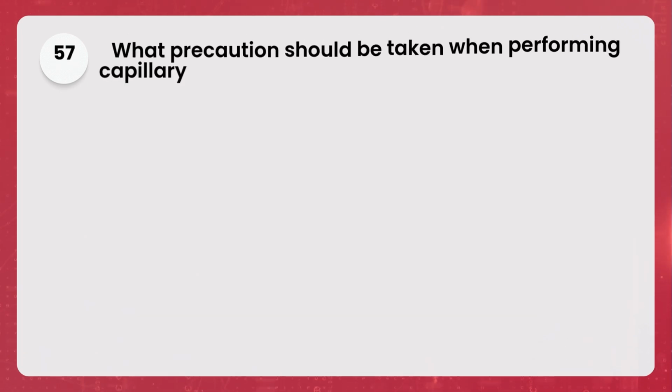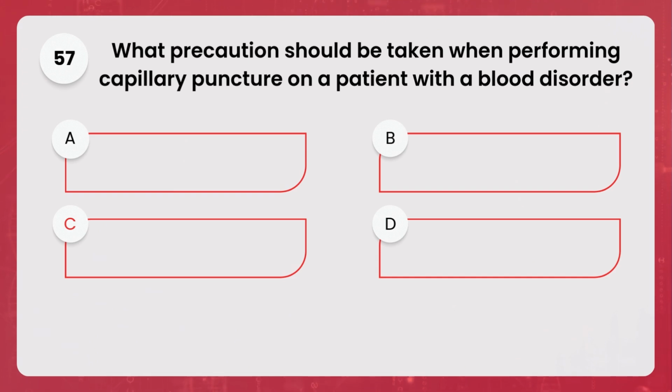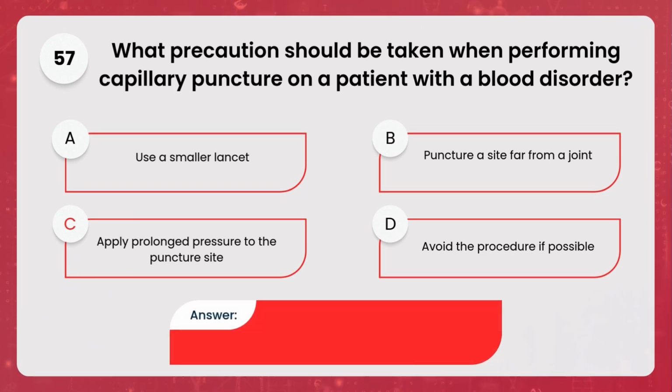Number 57. What precautions should be taken when performing capillary puncture on a patient with a blood disorder? A. Use a smaller lancet. B. Puncture a site far from a joint. C. Apply prolonged pressure to the puncture site. Or D. Avoid the procedure if possible. The answer is C. Apply prolonged pressure to the puncture site.